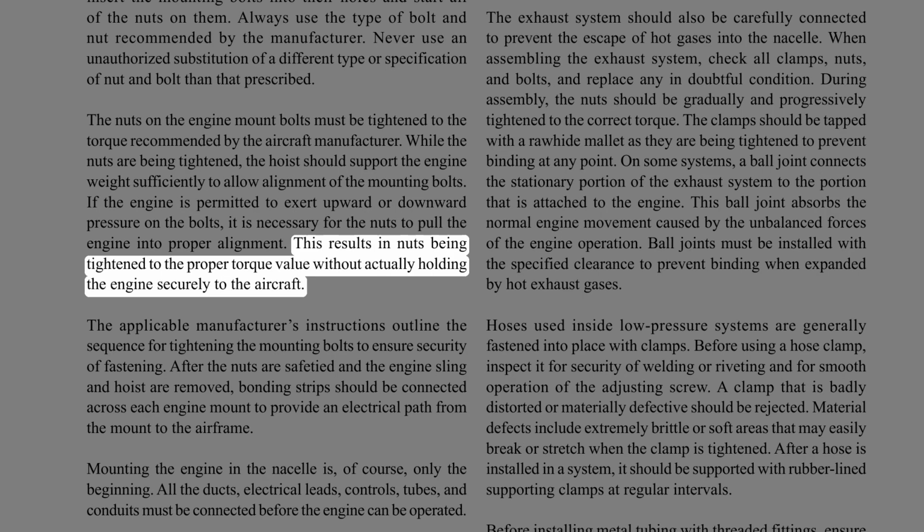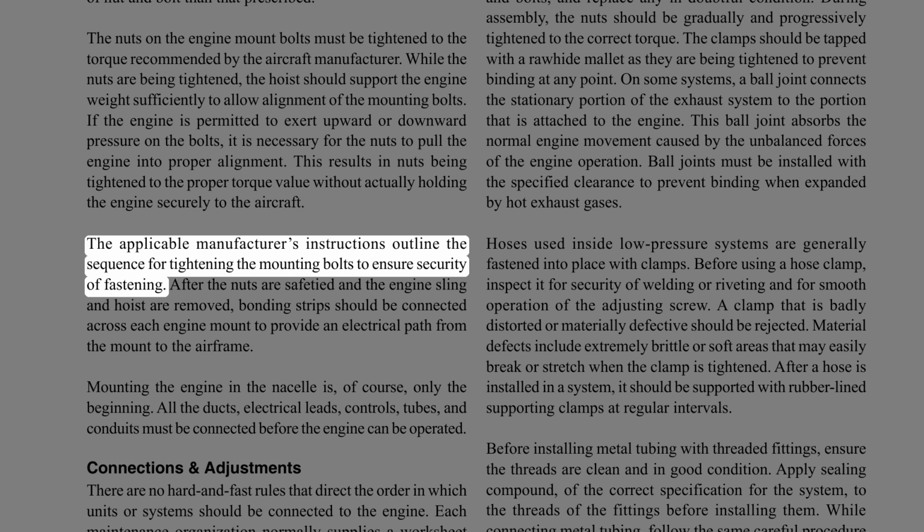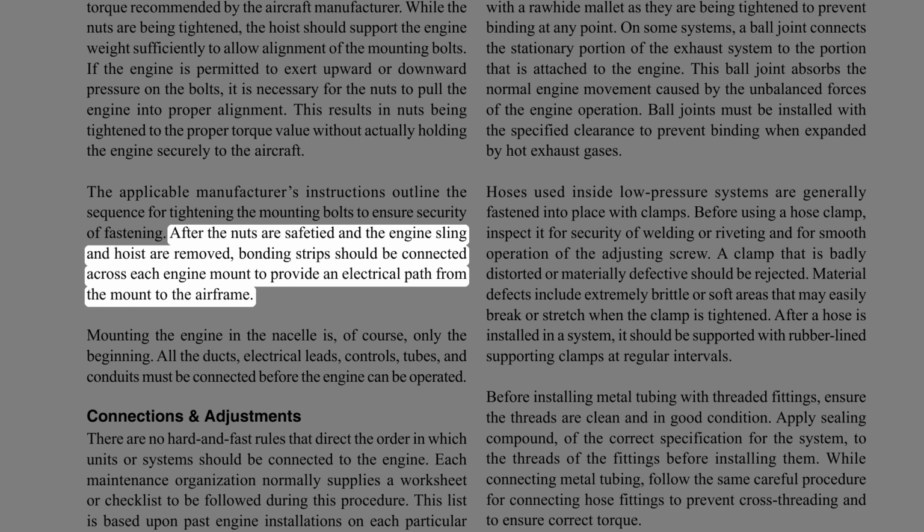This results in nuts being tightened to the proper torque value without actually holding the engine securely to the aircraft. The applicable manufacturer's instructions outline the sequence for tightening the mounting bolts to ensure security of fastening. After the nuts are safetied and the engine sling and hoist are removed, bonding strips should be connected across each engine mount to provide an electrical path from the mount to the airframe.